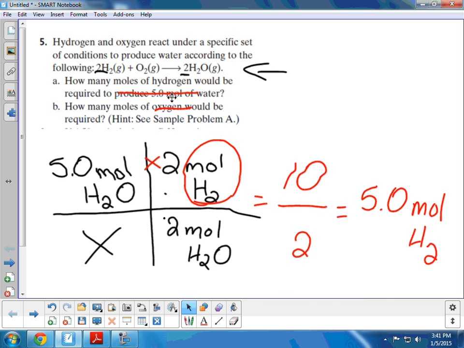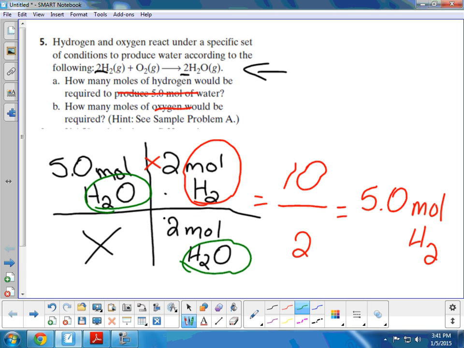Make sure that you are writing down the formulas that you're using, because if you'll notice, we started out with H2O, which is water, and then we ended up with just H2, or hydrogen. So we have to write down which compound we are referring to. So 5.0 moles of H2, that's our final answer. So 5A is done.